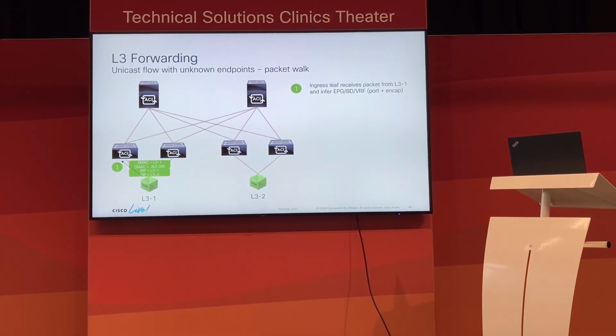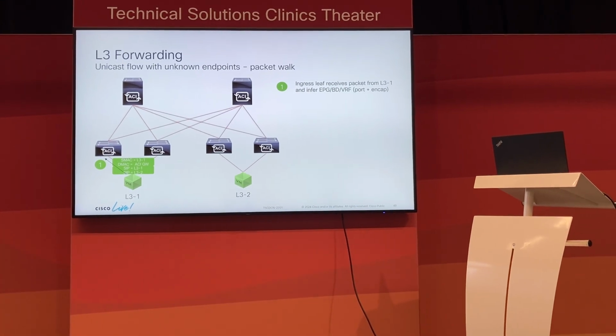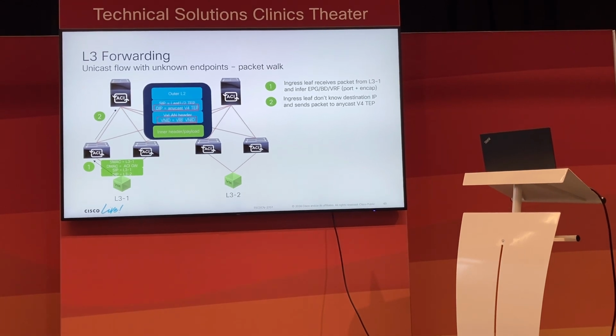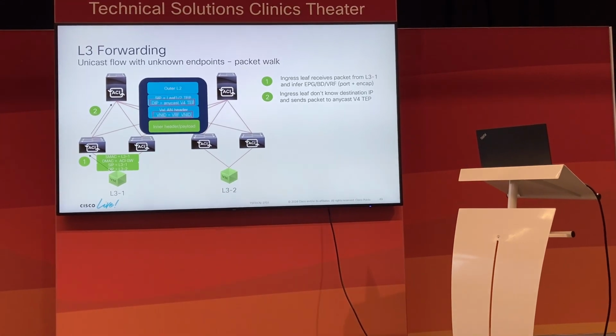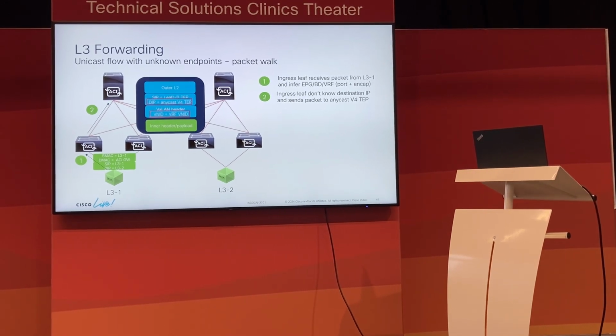Again, our ingress leaf doesn't know the destination IP. As such, what can we do? Query the COOP database. Okay, so we query the COOP database, this time for an IPv4 address, so the proxy IP will change. It's not the anycast MAC, it will be the anycast v4.